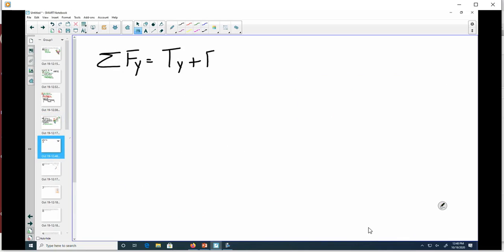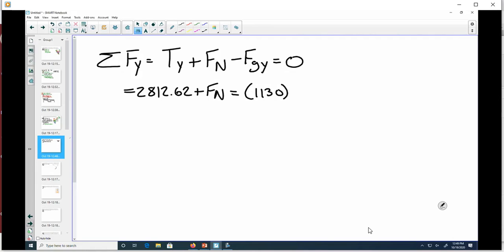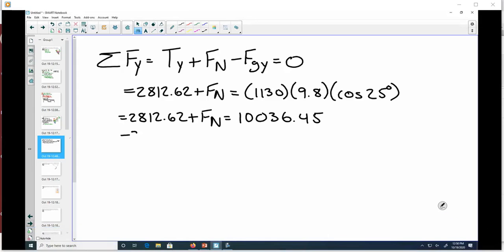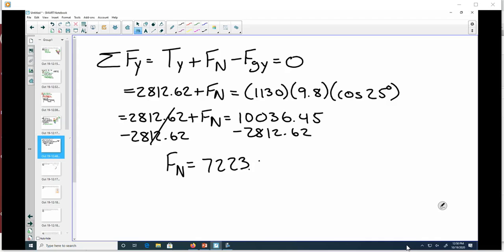So now we need to use the y dimension to find the normal force. In the y dimension, the tension in the cable and the normal force work to essentially counteract the force due to gravity. So we can plug in the tension force that we know. The normal force is what we're looking for. We can determine the gravitational component that's perpendicular to the incline using the cosine of the angle. And in doing all of this, solve for the normal force. And you find that the normal force is equal to 7,223.83 newtons.